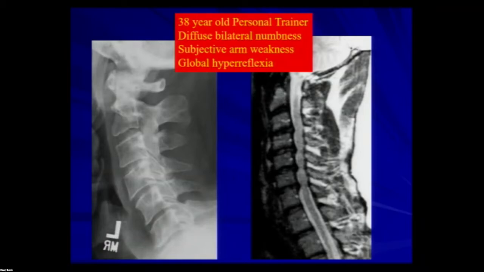This man is a personal trainer in his late 30s, and you would think, why is he myelopathic? It's not necessarily because of advanced degenerative changes. What he has is he has severe congenital cervical stenosis. So you look at his plain film, he's got perfectly preserved cervical lordosis without a lot of degenerative disease, but his MRI shows disc bulging at multiple levels, along with the congenital narrowing resulting in severe cord compression.